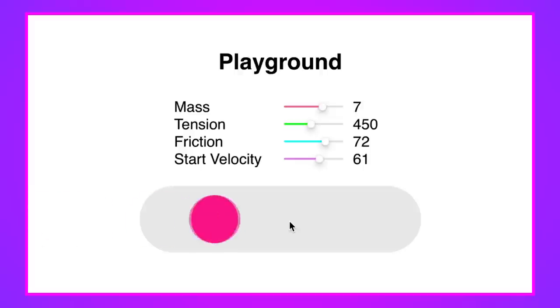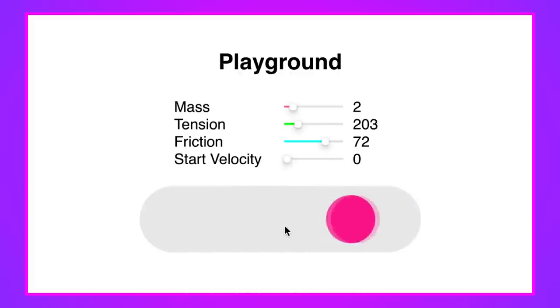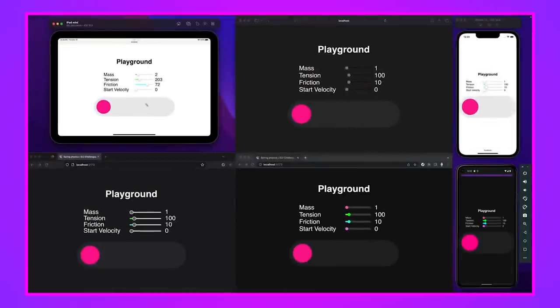Okay, so here it is working on all these different, whoa. Oh yeah, I mean, look at the mass. It's got a large amount of mass, high tension, high friction. That should change it though. Oh, let's change the tension down. Ooh, oh, start velocity. That's the one kicking us right there. Ah, that's nice, much softer. That is good stuff. Okay, so here it is working in iOS.